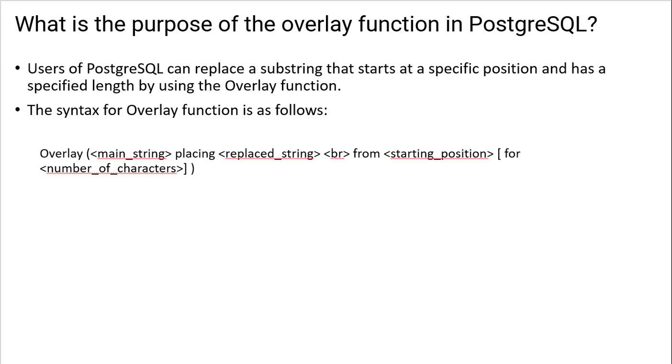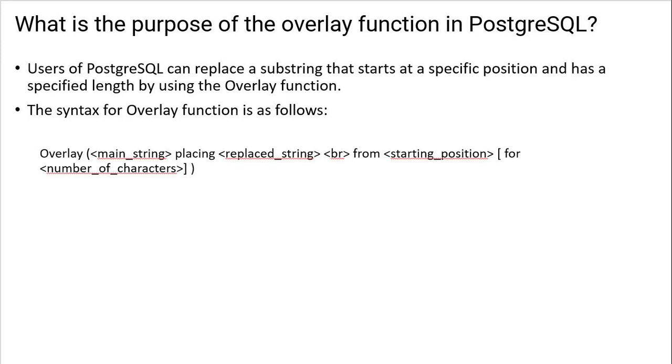So the question is, you can read this question. What is the purpose of the overlay function in Postgres? Postgres replaces a substring starting at a specific position and of a specific length by using the overlay function. So basically it is about the length of the string and all.